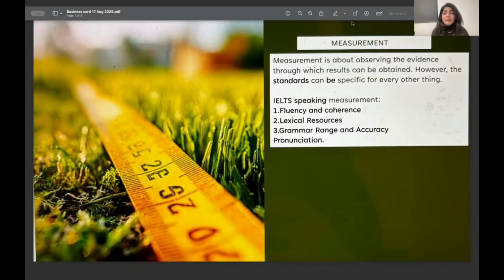Hello everyone, my name is Vishakha, and today I'll be talking about measurement under IELTS speaking. Well, first of all, starting with the measurement definition. Generally, measurement is about observing the evidence through which results can be obtained. However, the standards can be specific or separate for every other thing. For instance, IELTS speaking is measured based on 4 criteria, namely fluency and coherence, lexical resources, grammatical range and accuracy, followed by correct pronunciation.